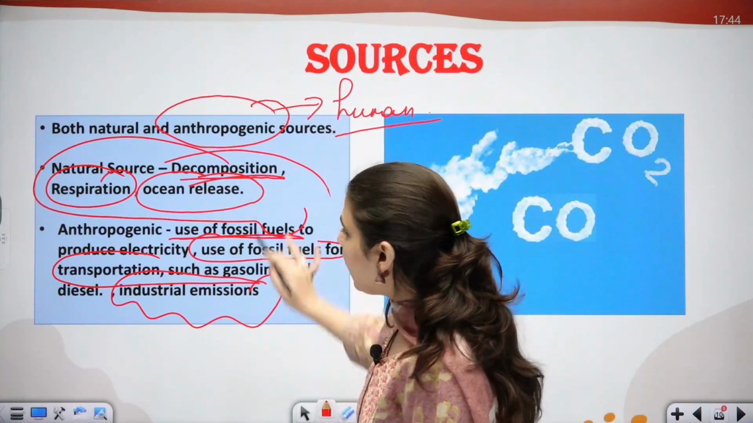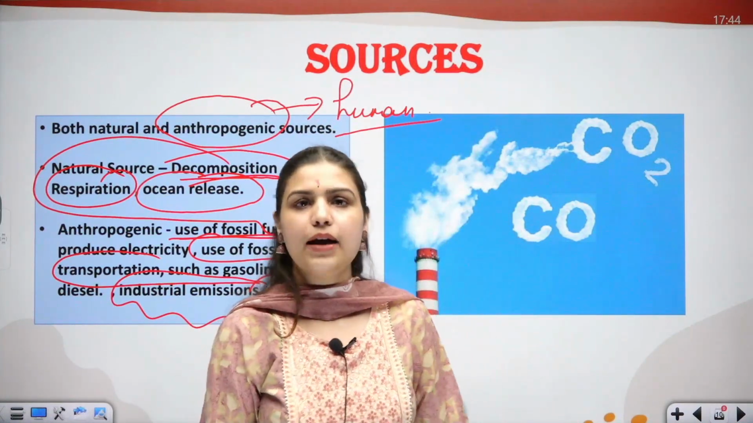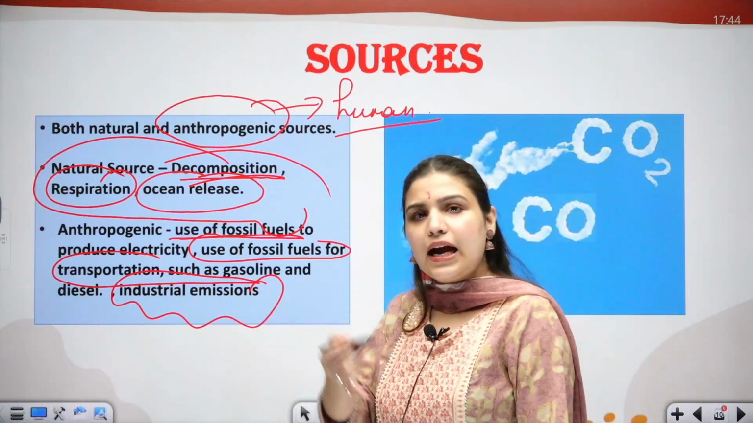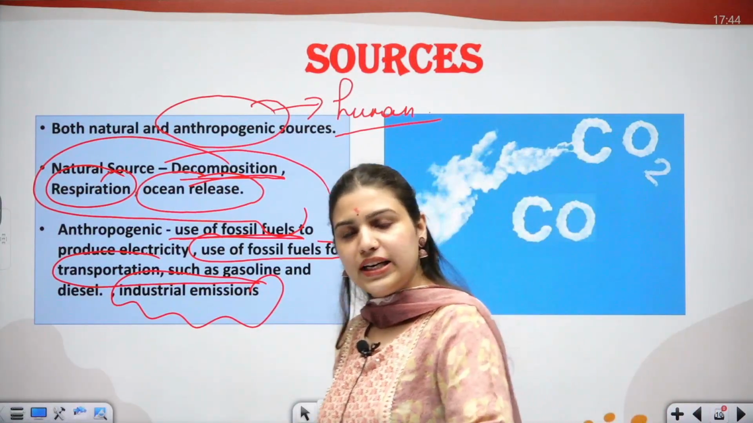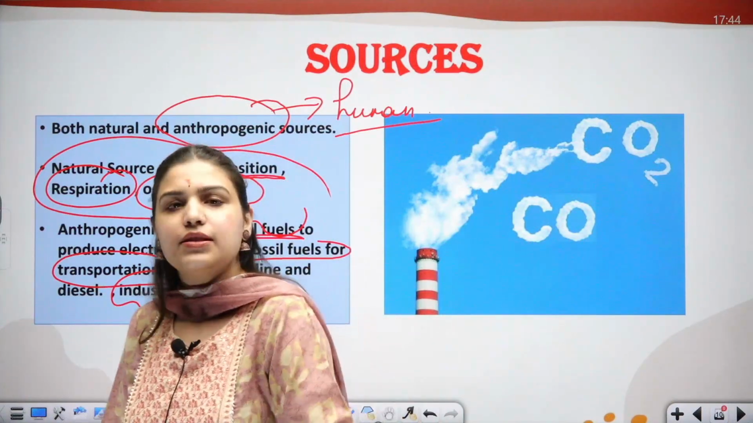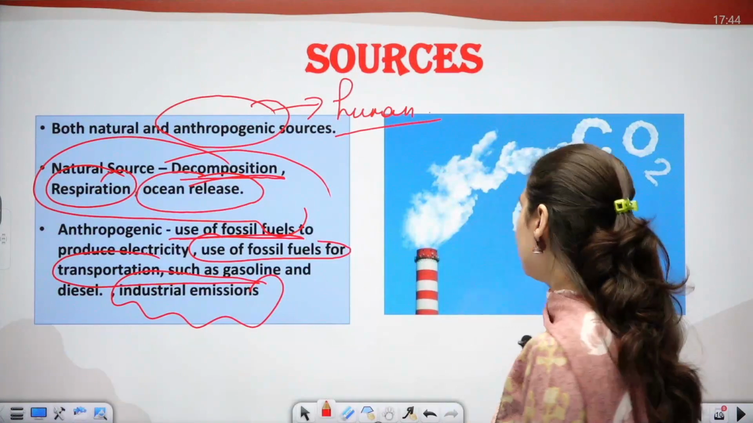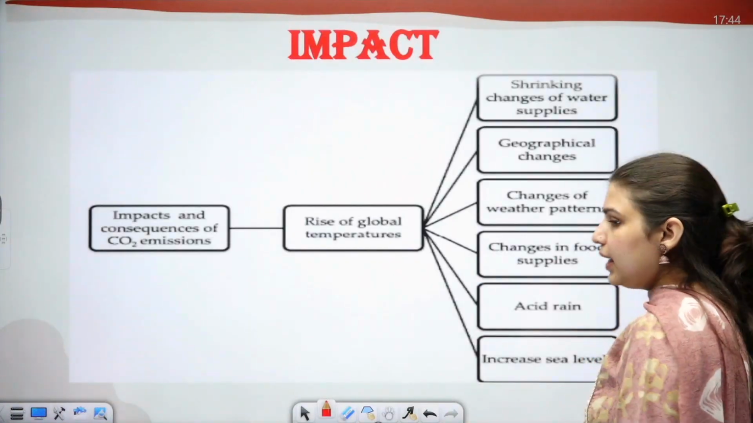So these are the sources through which carbon is emitted, and when it is emitted in higher quantity, it keeps concentrating near the surface of the earth, and the surface of the earth keeps warming, and it eventually leads to global warming. So this was about carbon dioxide.